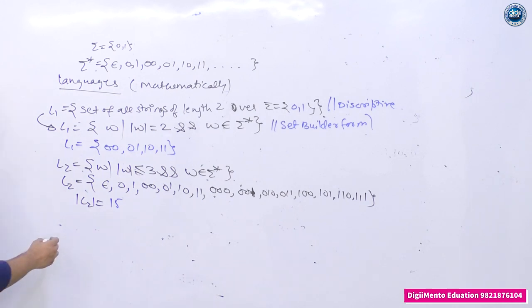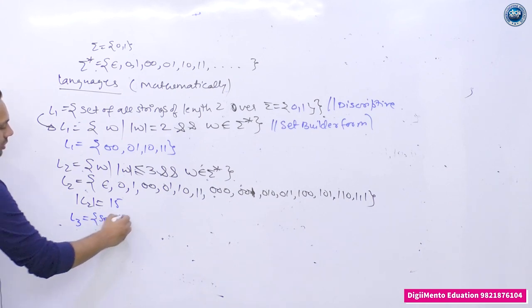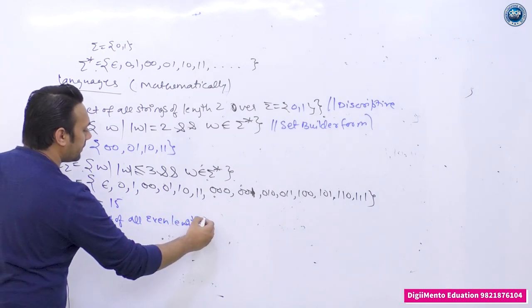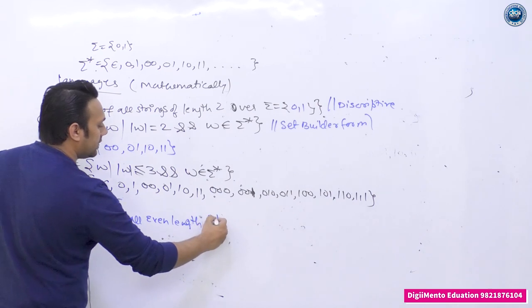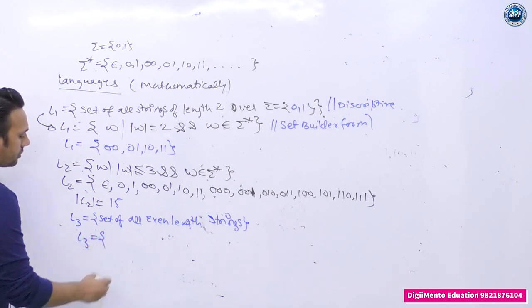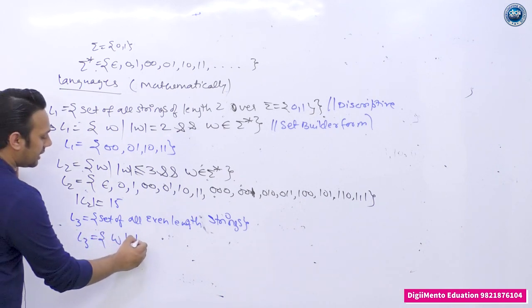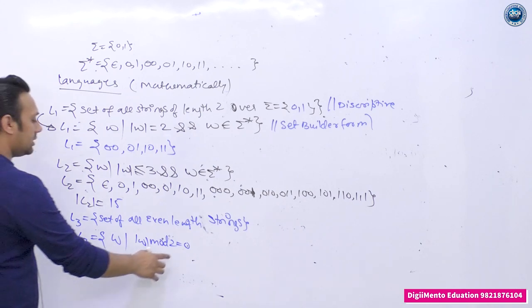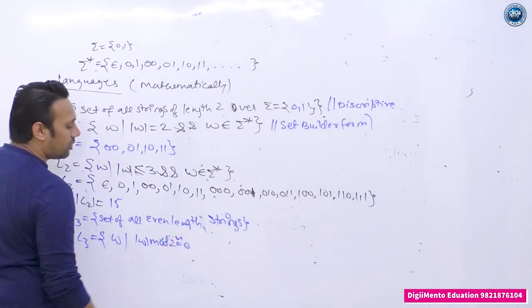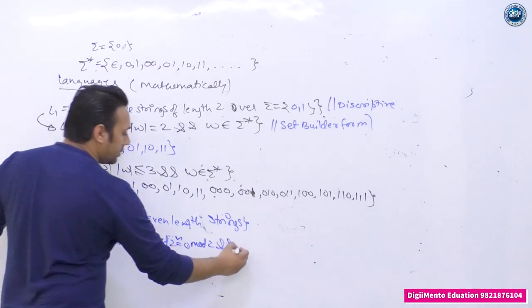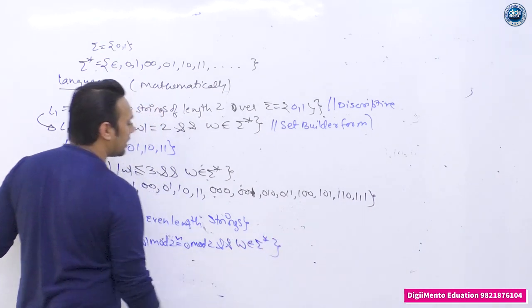Okay. I can also say that a language L3 means set of all even length strings. Jitni bhi jo strings hai jinki length even hai, वो सभी इस लैंग्वेज के अंदर आती है, ठीक है. So I can also represent like this, L3 is equal to w such that length of w mod 2 is equal to 0, and sometimes in some books this can also be written as length of w mod 2 is congruent to 0 mod 2 and w belongs to sigma star.